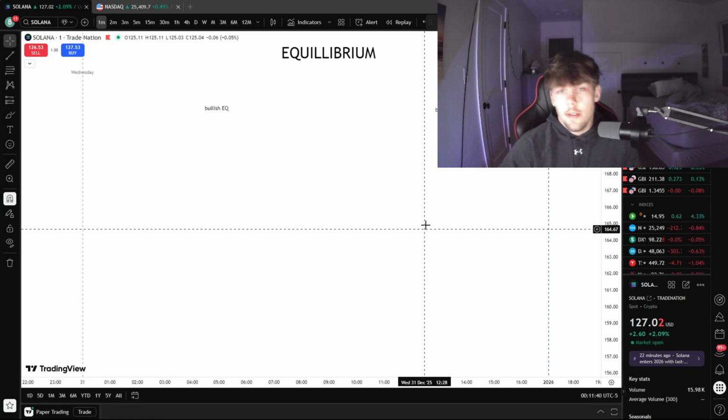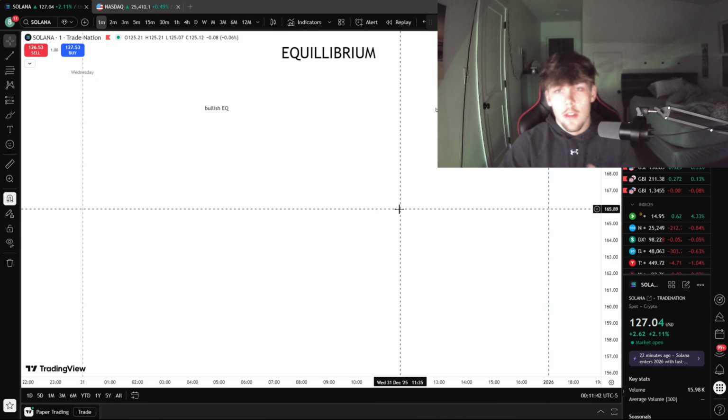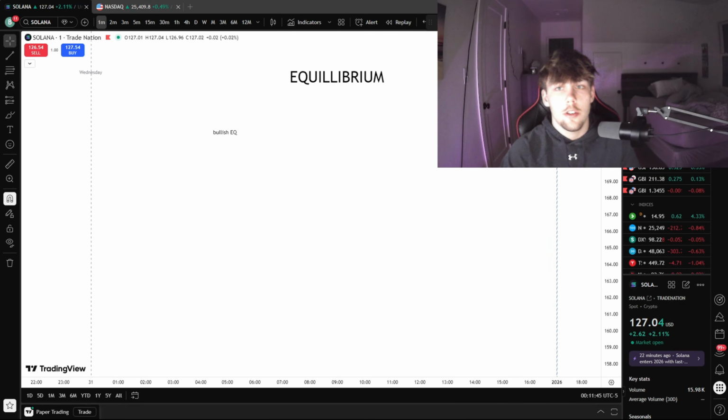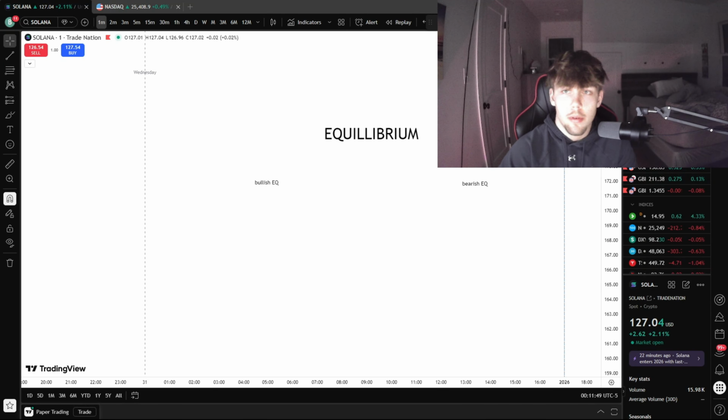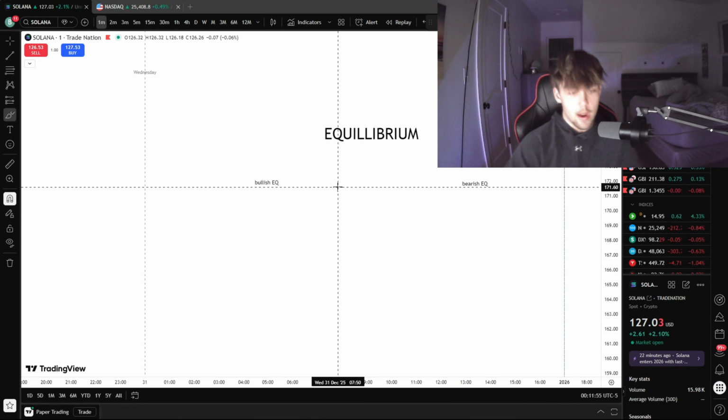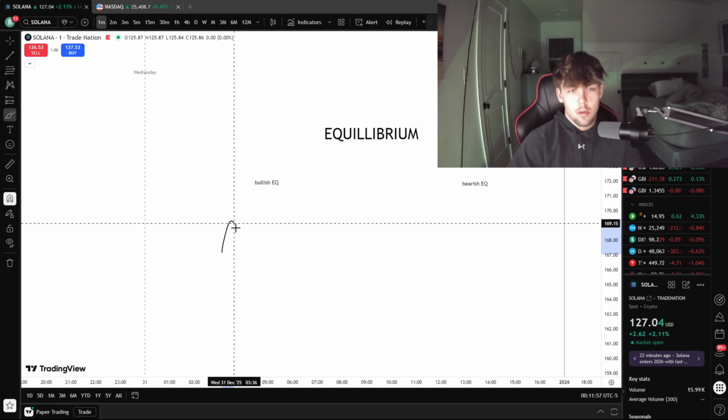So there's two types of equilibrium. There's bullish equilibrium and there's bearish equilibrium. Bullish equilibrium is when price goes up due to the equilibrium. Let me just draw that out right now. Bullish equilibrium, right?